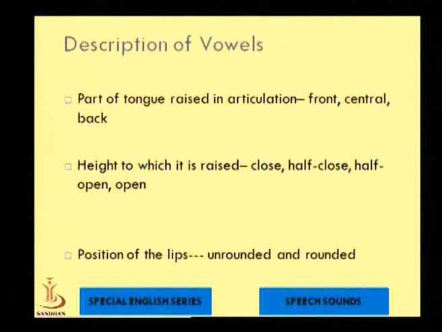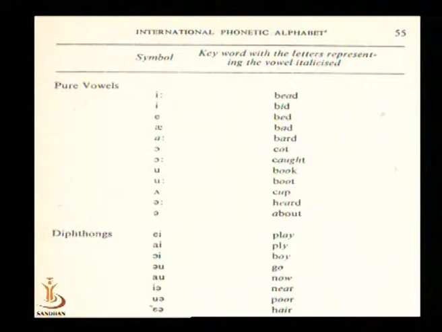I've already told you, but I'm quickly revising, that in describing the vowel, you have to realize which part of the tongue is raised, the front, the central or the back. You have to see the height to which it is raised, close, half open, open. And you will have to see the position of the lips, whether it's unrounded or rounded. So you would describe a vowel as, for example, front, close, rounded. So you need 3 words to describe a vowel. Remember, there are 4 into 3, so you can have 12 different descriptions.